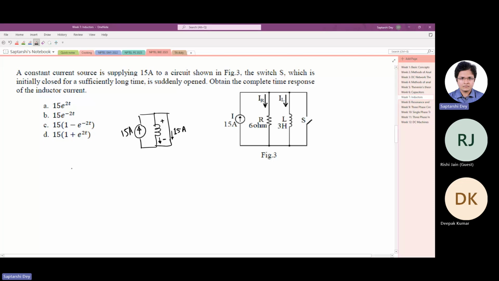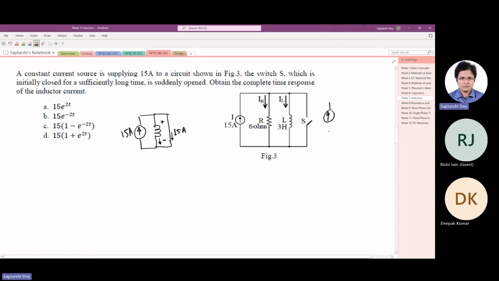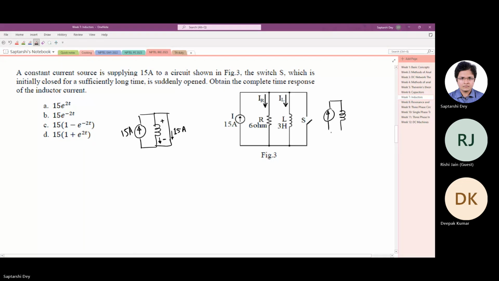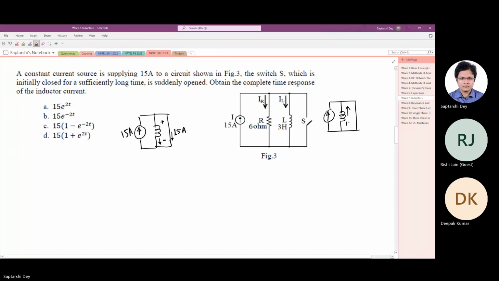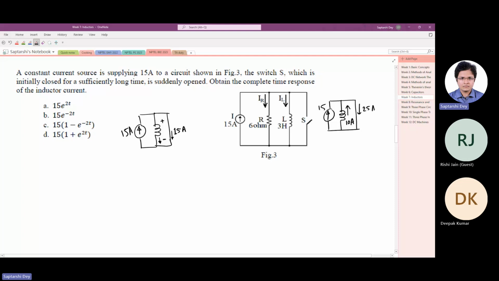Say, for example, I show you something. If I draw, the resistance is out of the question, there is no doubt about it. It could have also happened that some 10 ampere is going through the inductor in the other direction, 15 ampere, and say some 25 ampere is coming out. This is also possible. There is no rule of electrical engineering that would stop this from happening, right? This is also equally feasible.